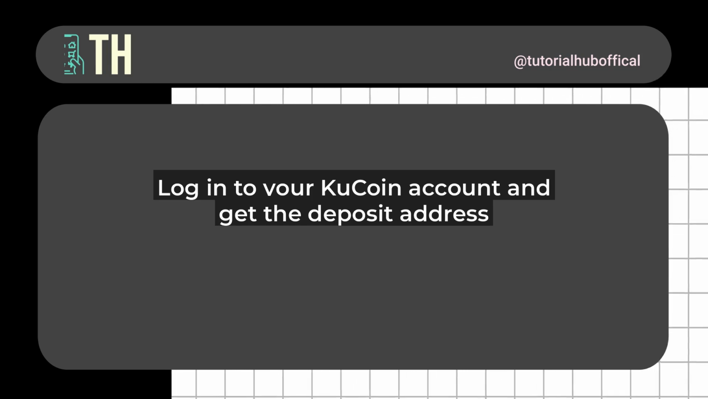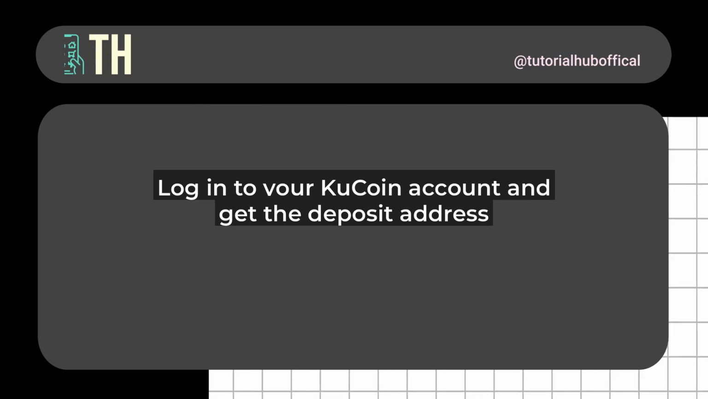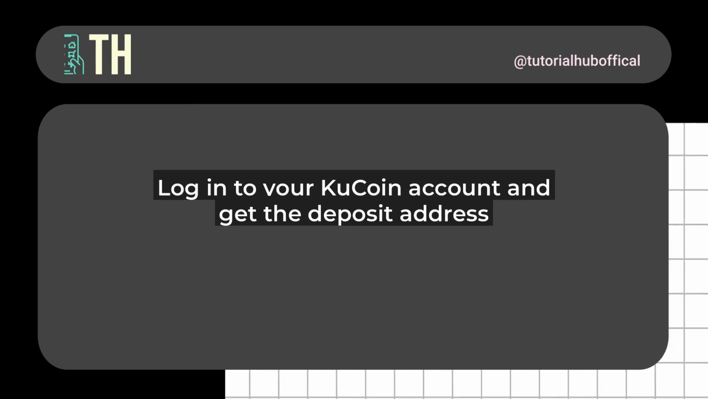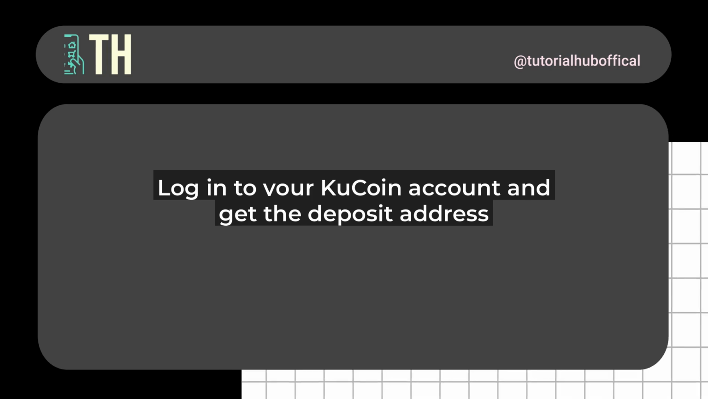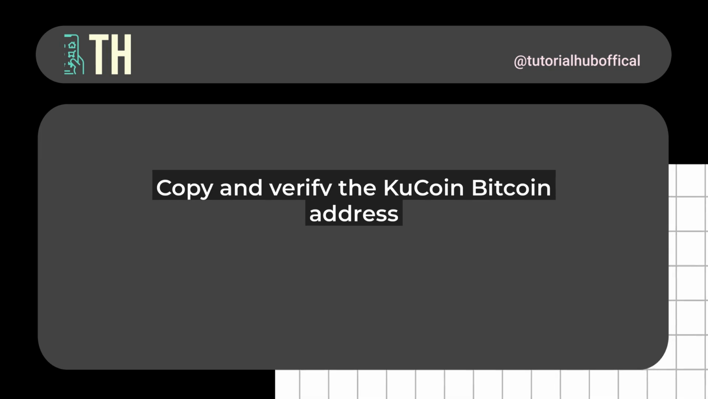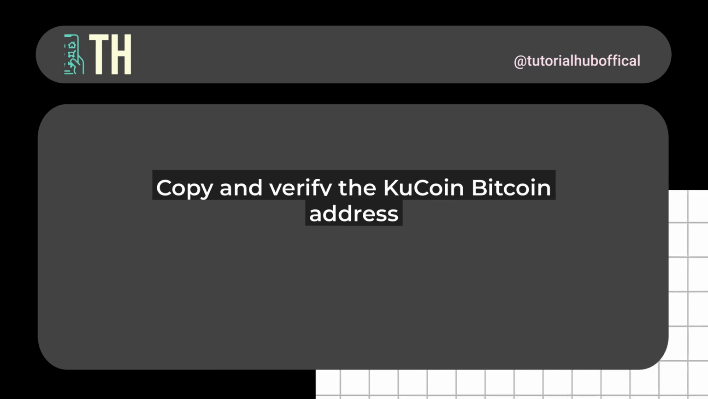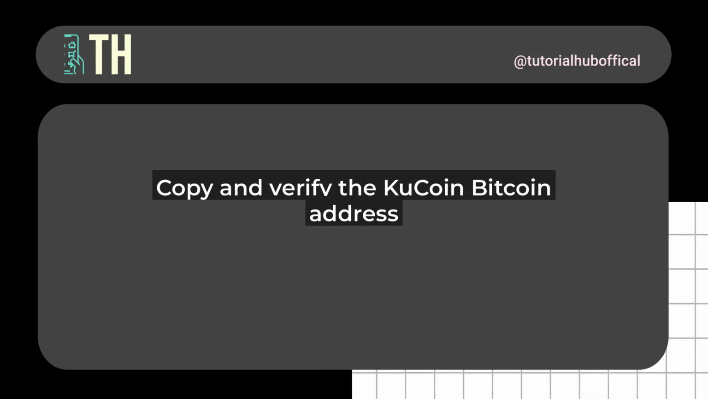Next, on your Ledger device, navigate to the Bitcoin app and confirm it's displaying your wallet address. Now, head over to Kucoin's website or app and log in to your account. Go to the deposit section for Bitcoin. You'll need to copy the deposit address provided by Kucoin. Don't forget, always verify this address to avoid any scams.